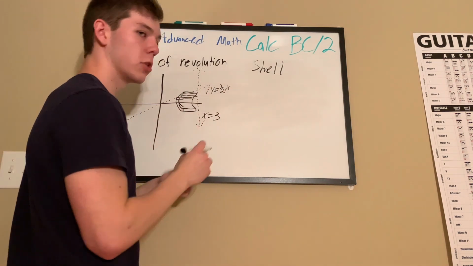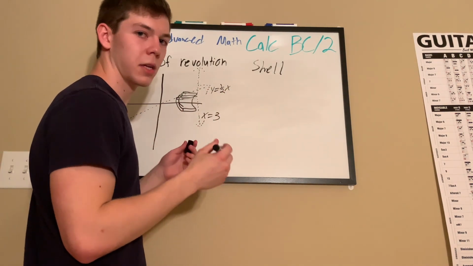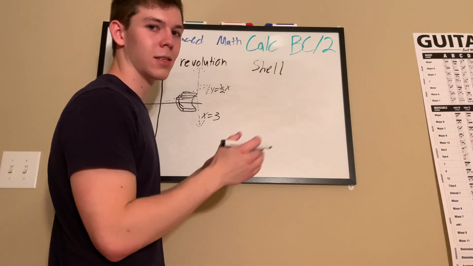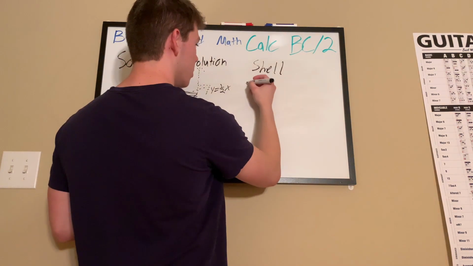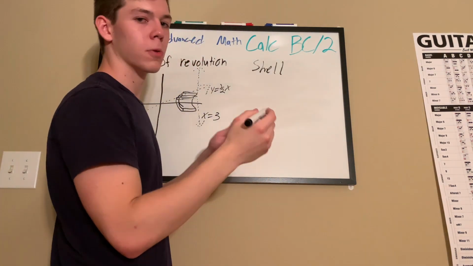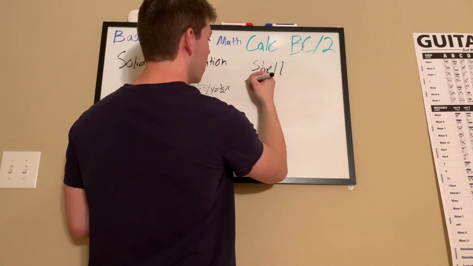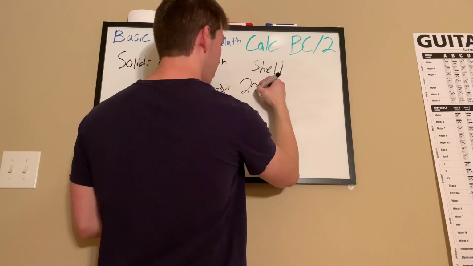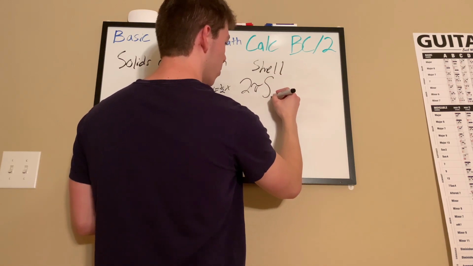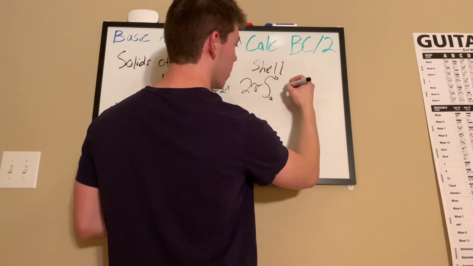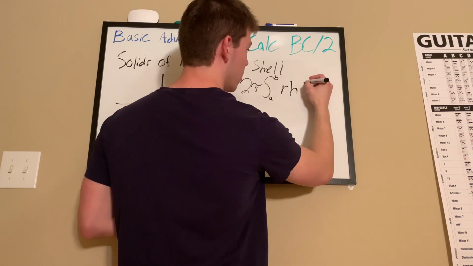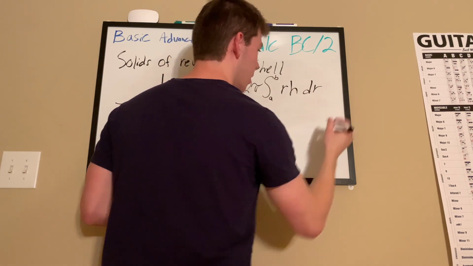So the formula for shell is a little bit more intimidating, but it's just as easy, if not easier. All it is, you have the 2 pi, which is a constant. You can take it outside of the integral, and it makes everything easier. So you start out with 2 pi, and you have the integral from a to b of r h times dr.